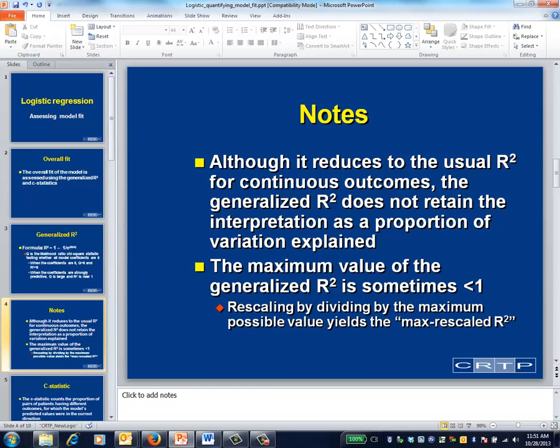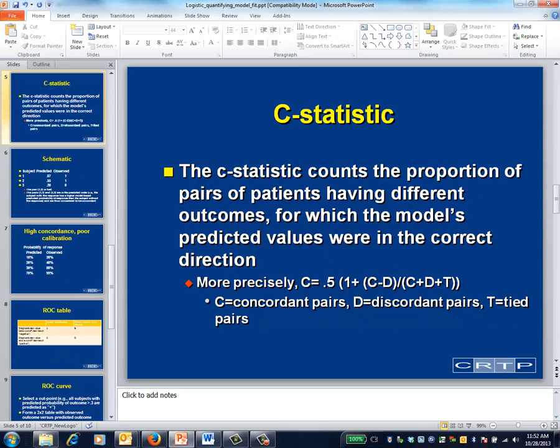For some data sets, it's impossible for the generalized R-squared statistic to reach 1. In that case, some statisticians prefer to use a version that's rescaled by dividing by its maximum possible value. The idea is the same. An alternative to the generalized R-squared statistic is the C statistic.